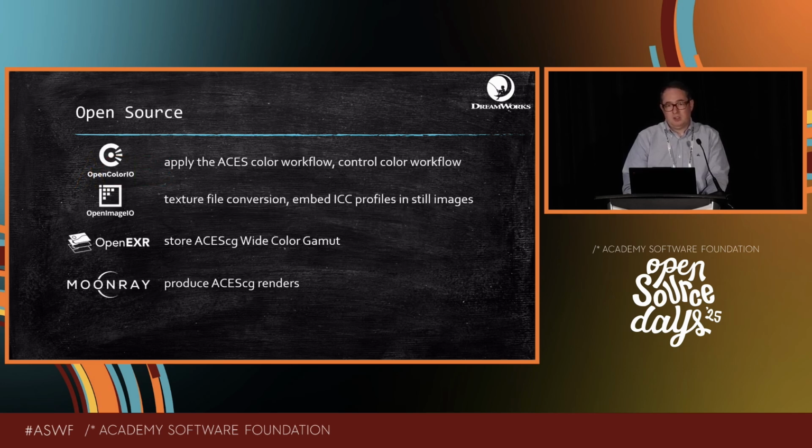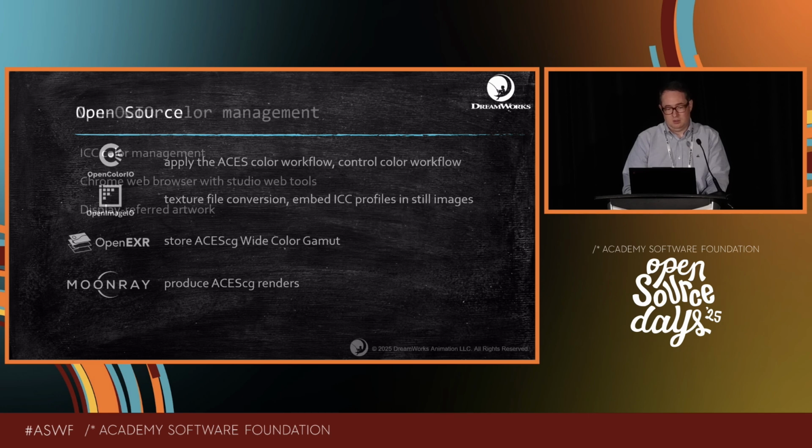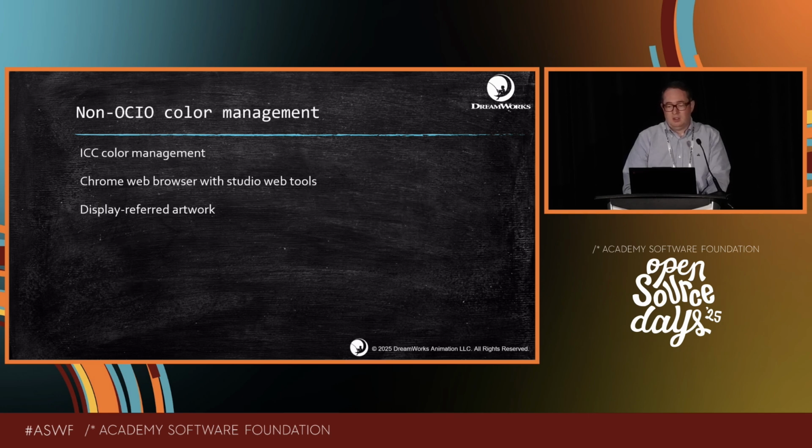Open source projects were critical in achieving their creative vision. OpenColorIO applied the ACES color workflow and aided in controlling components of the color workflow. OpenImageIO was used for texture file conversion and to embed ICC profiles in still images. OpenEXR allowed the storage of ACEScg wide color gamut image data, and MoonRay produced ACEScg renders. The International Color Consortium, or ICC, color management bridged workflows not managed by OpenColorIO.